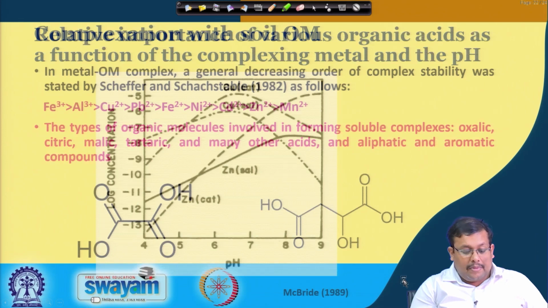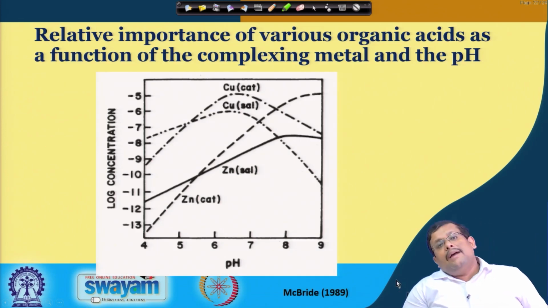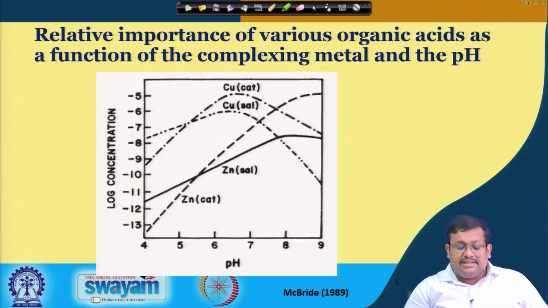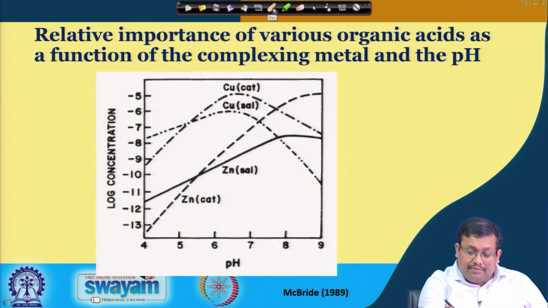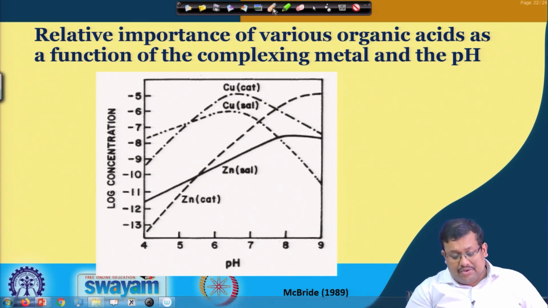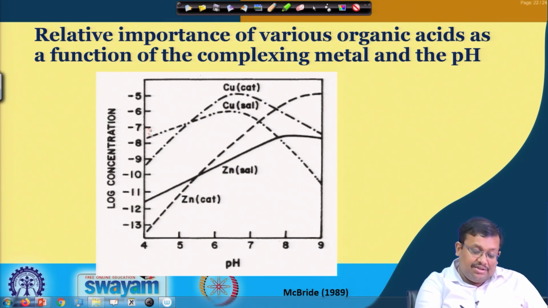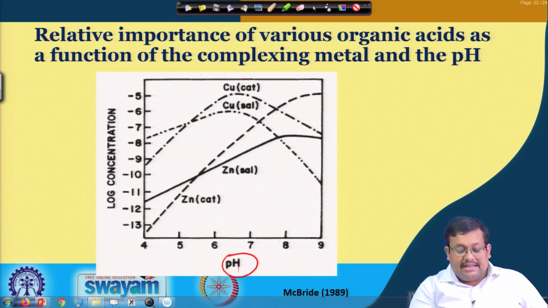So, another important graph was shown by McBride in 1989, which shows the relative importance of various organic acids as a function of the complexation of metal and pH. If you plot the log of concentration on the y axis and pH on the x axis, it shows two metals, zinc and copper, and two types of organic complexes, the catechol complex and the salicylate complex.